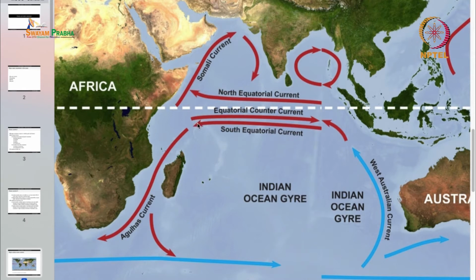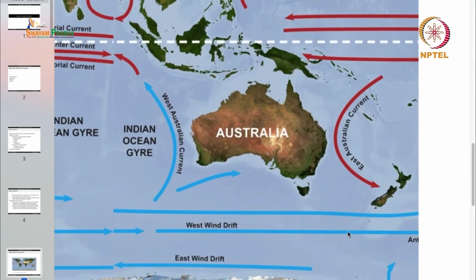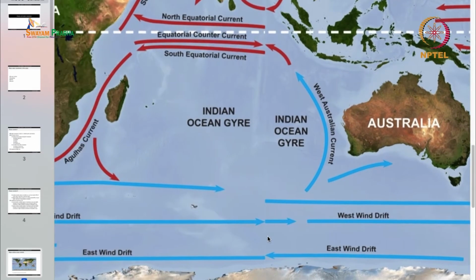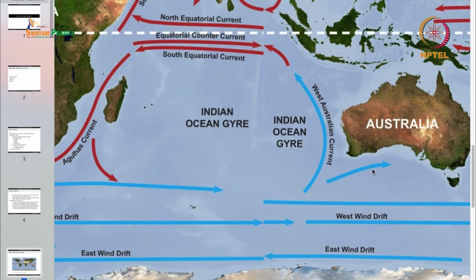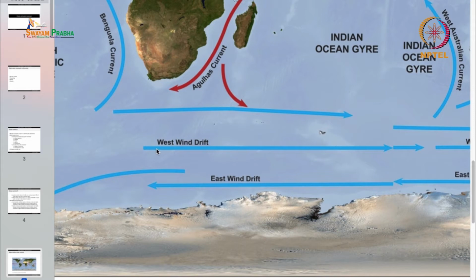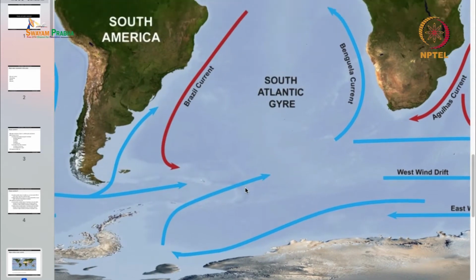Then this south equatorial current moves along the coast of Africa in the form of Agulhas current, which then splits and becomes a part of the wind drift in the southern hemisphere. This wind drift also splits here to reach the southern coast of Australia. So this is a cold current. Now near the Antarctica, we have the west wind drift and the east wind drift, and all of these are cold currents.